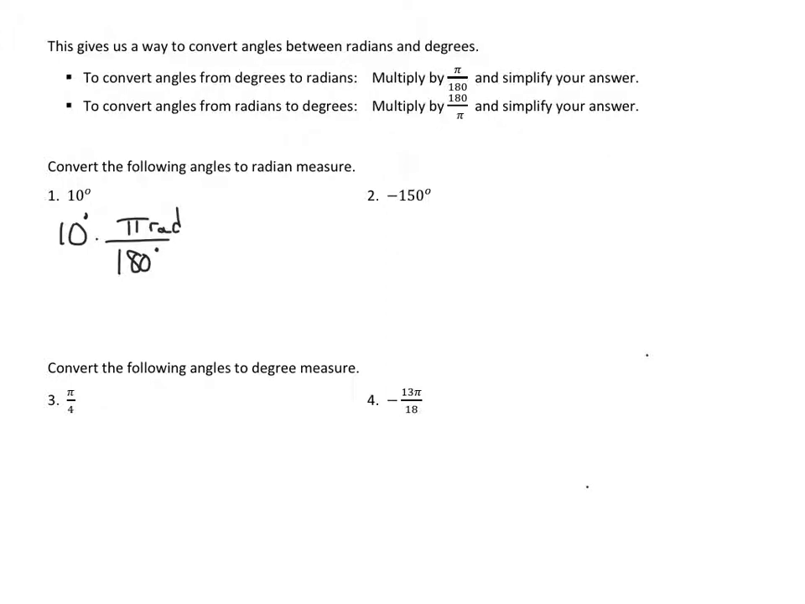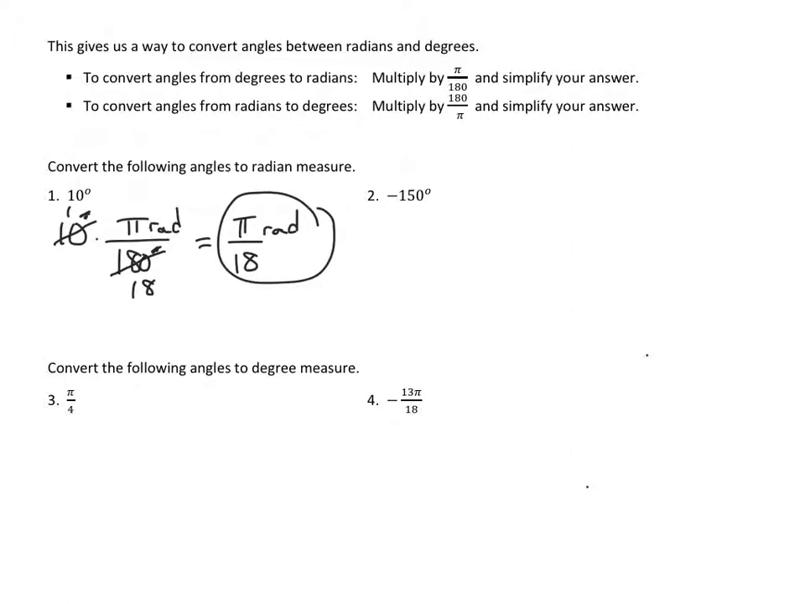So if you notice, we can cross out common factors. On the top we have 10, we can take out a 10. That leaves 1. And if we divide out a 10 of 180, that leaves 18. And notice the degree signs have crossed out also, so we have no degrees. That leaves us, when we multiply it out, 1 times pi is pi, and on the bottom we have 18. So we have converted 10 degrees to pi over 18 radians.